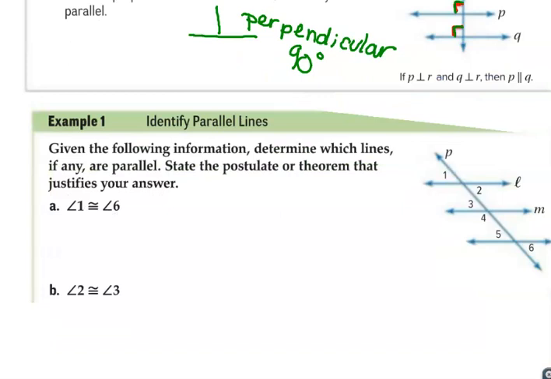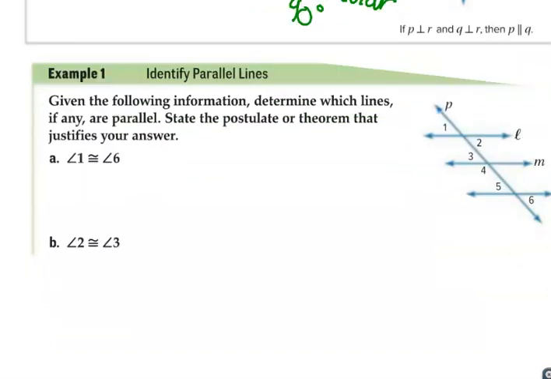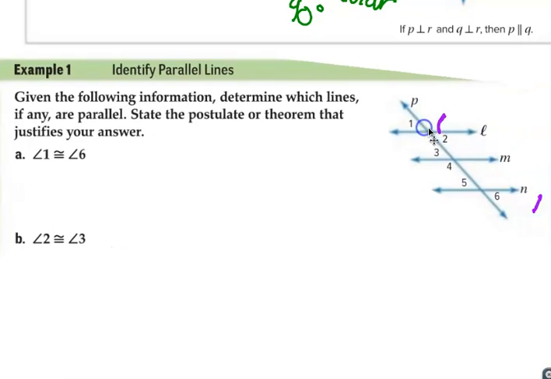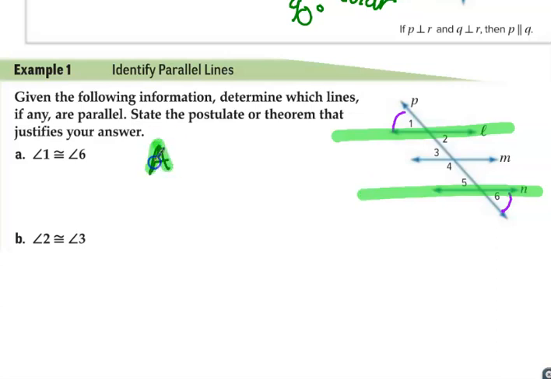All right, now let's identify parallel lines using this information. So this one is saying angle 1 is congruent to angle 6. Well, what is it attached to, folks? What is angle 1 and angle 6 attached to? All right, if angle 1 and angle 6 are congruent, let's just look at these two lines. So we're looking at this line and this line, okay? Now, if we look at those, 1 and 6 are on the outside. That means alternate exterior. Okay?